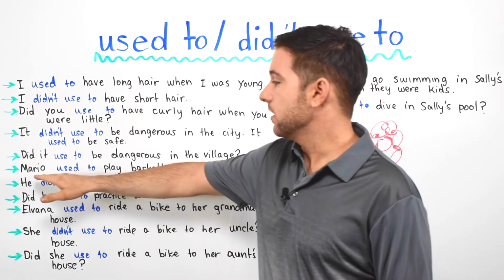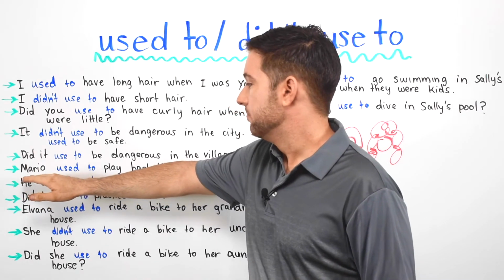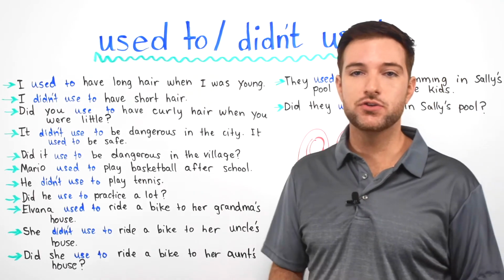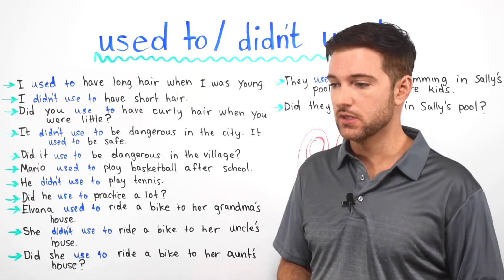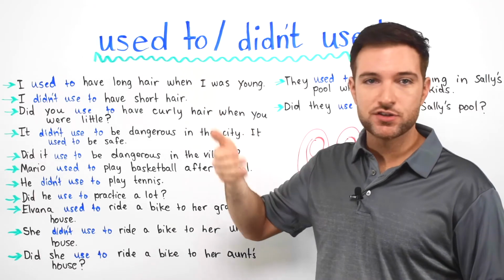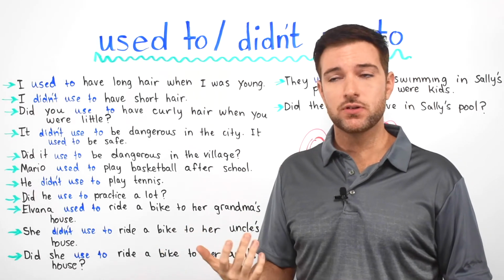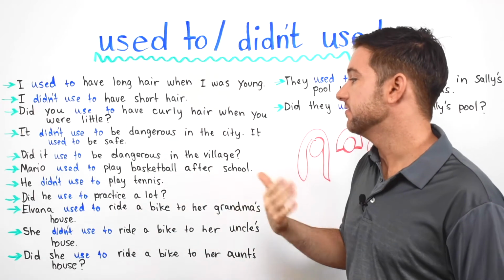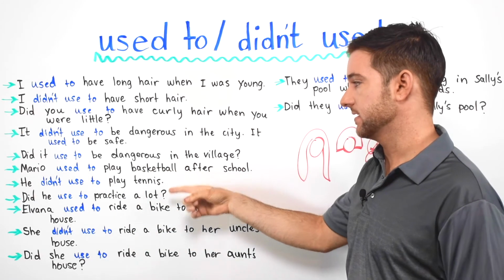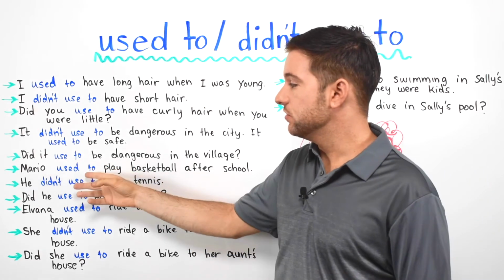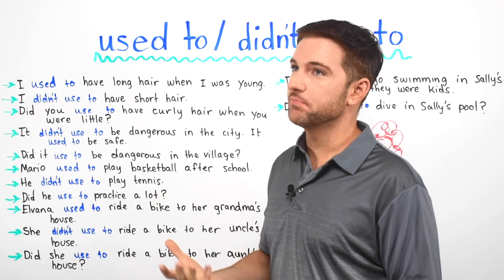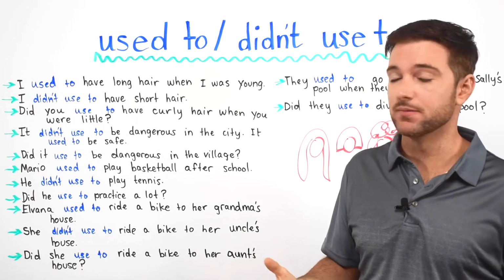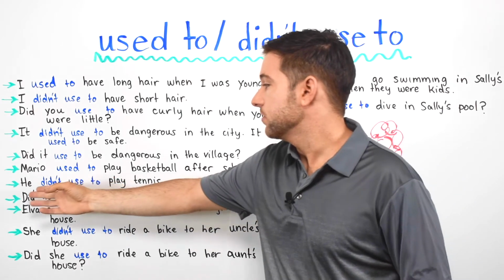Let's move on to Mario. It says, Mario used to play basketball after school. So a few years ago, when Mario was in school, he used to play basketball. It was this thing that he did every day, consecutively, after school. He would play basketball. But used to kind of represents a time in the past. We're not talking about now. So maybe now he doesn't play basketball. So we'll go to the next one.